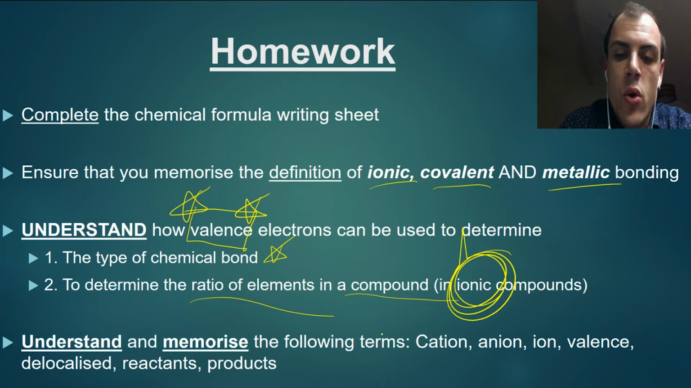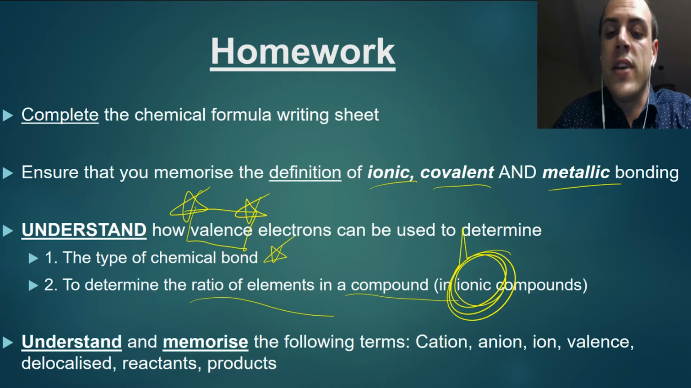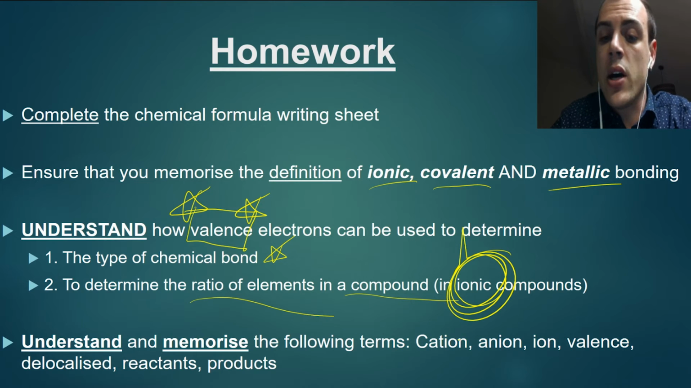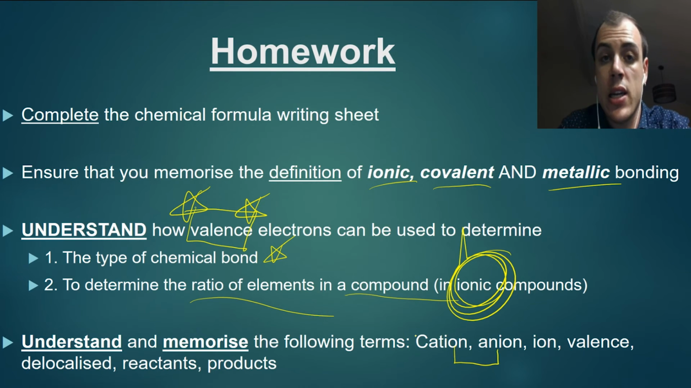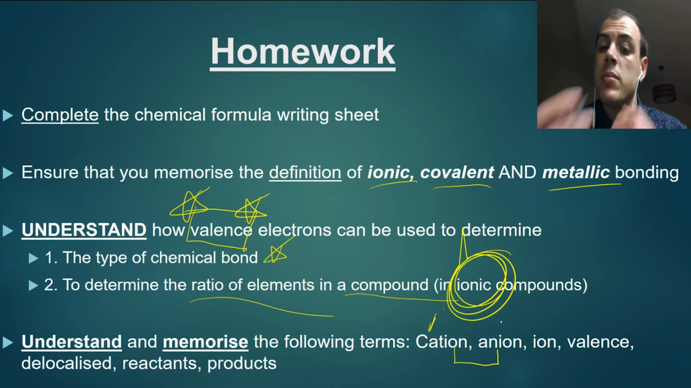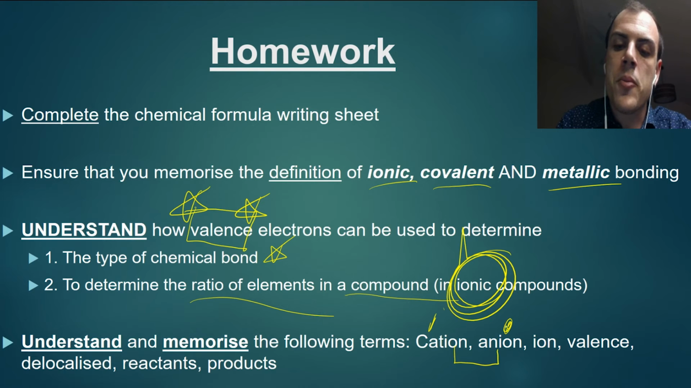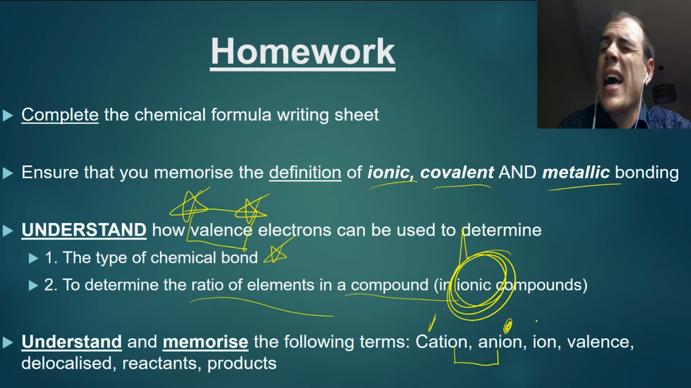And of course, just a quick definition list at the bottom here. So remember, something that loses or gains electrons to become positive or negative is a cation or anion. Cation: if you're losing electrons, it becomes positive. And anion: if you're stealing electrons, you become negative. If you move electrons at all, if you lose or gain electrons, full stop, that is an ion.